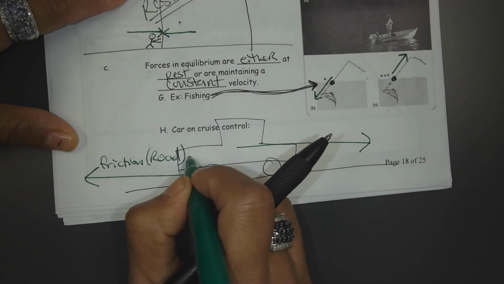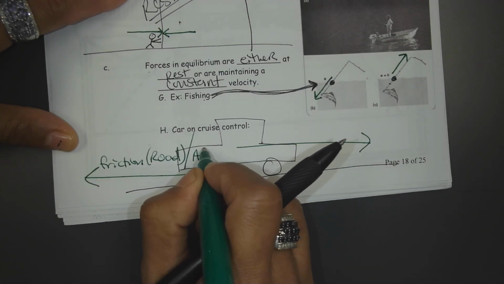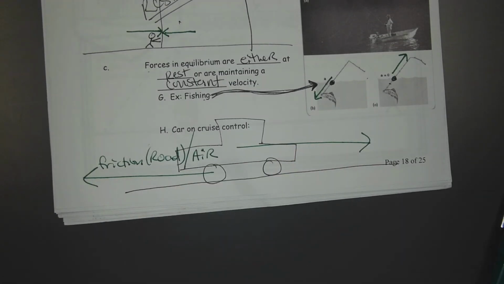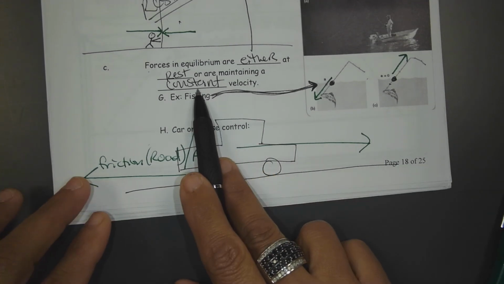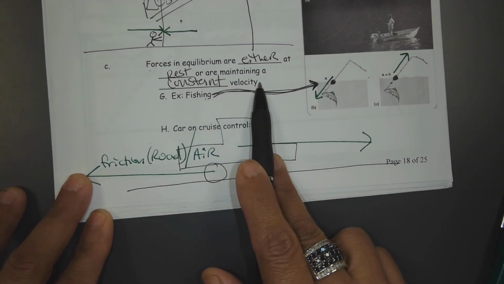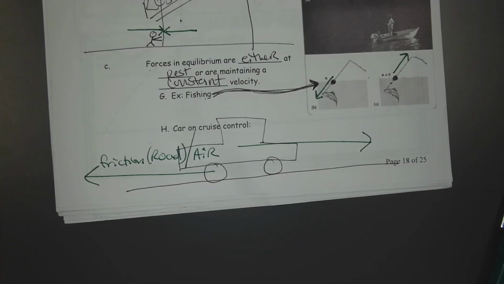We have friction from the air resistance. It's trying to slow you down. But you literally put your car into cruise control. And you are moving, just like it says right here, at a constant velocity, maintaining your speed.